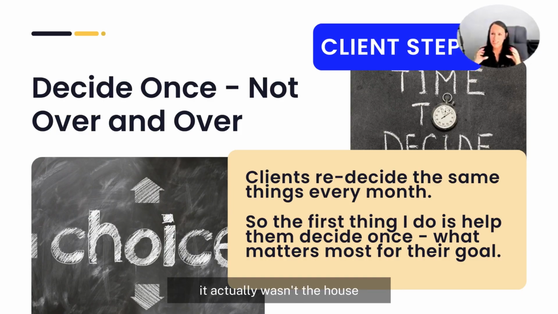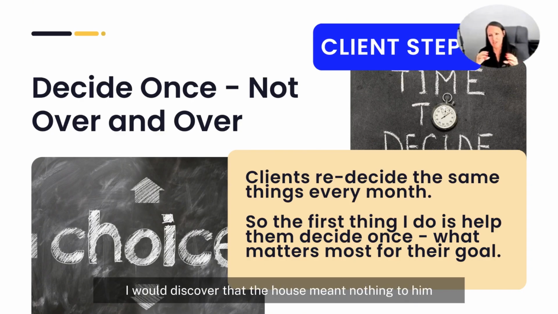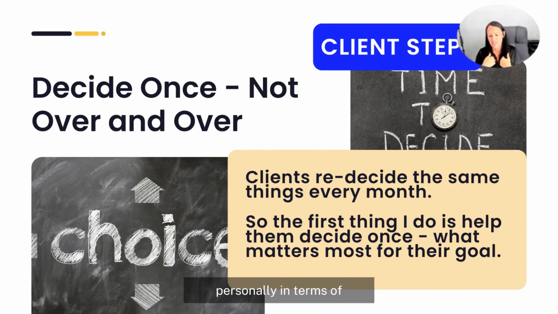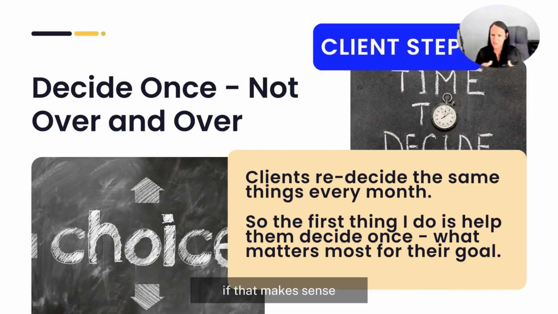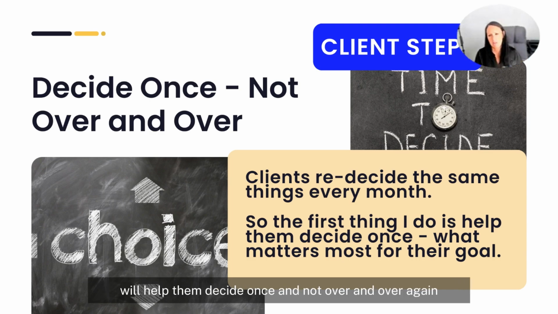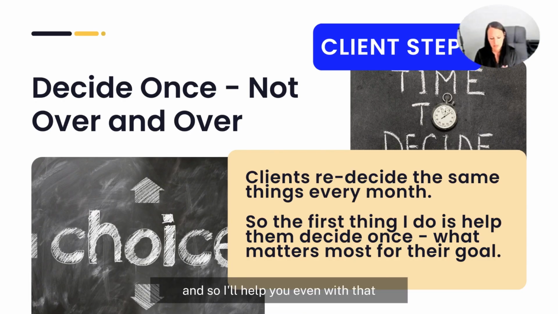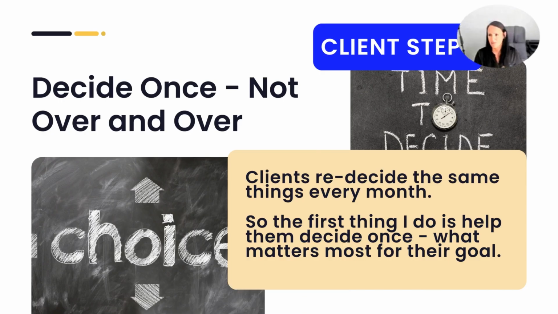So that was actually the big why. It actually wasn't the house. Probably if I were to sit down with him longer, I would discover that the house meant nothing to him personally, in terms of he could care less about having the house. The meaning behind the house was what he felt other people felt about him by having that house, if that makes sense. So really digging deep into what their big why is will help them decide once and not over and over again. That clarity of them knowing their big why removes optional behavior almost immediately, right?